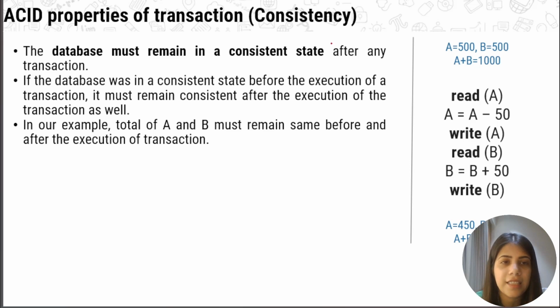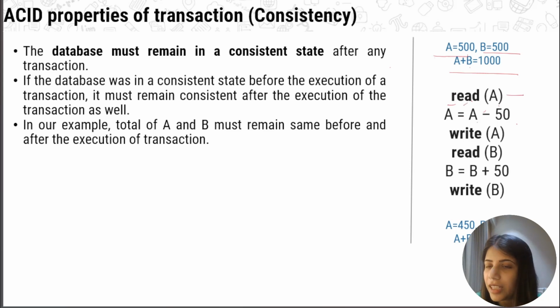Now let's understand consistency. A database must remain in a consistent state after any transaction. If the database was in a consistent state before the execution of transaction, then it must remain consistent after the execution also, right? In our example, the total of A and B must remain same before the execution of the transaction and after the execution of transaction. Let's say if account A has 500 rupees, B has 500 rupees. दोनों का total कितना हो जाएगा? 1000 rupees. So if we see over here, there is 500.